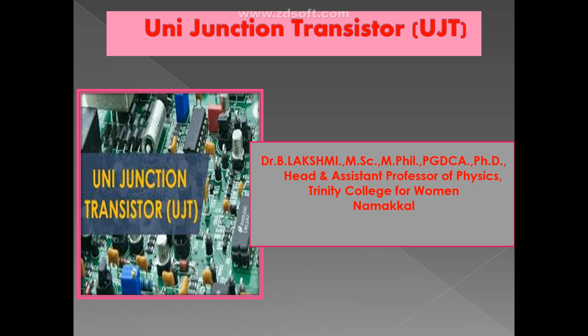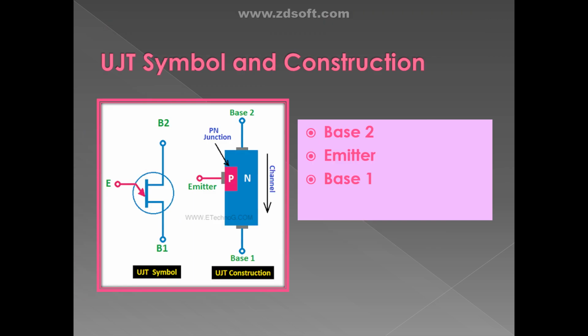Today we are going to know about UJT. UJT is nothing but Uni Junction Transistor. The Uni Junction Transistor is a three-terminal silicon semiconductor device. The UJT has only one PN junction like an ordinary diode.